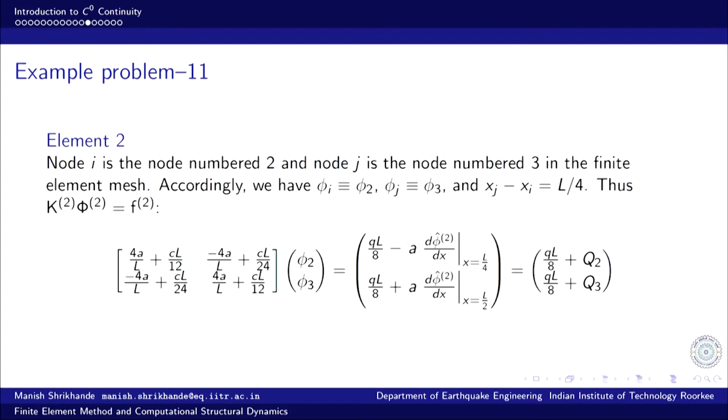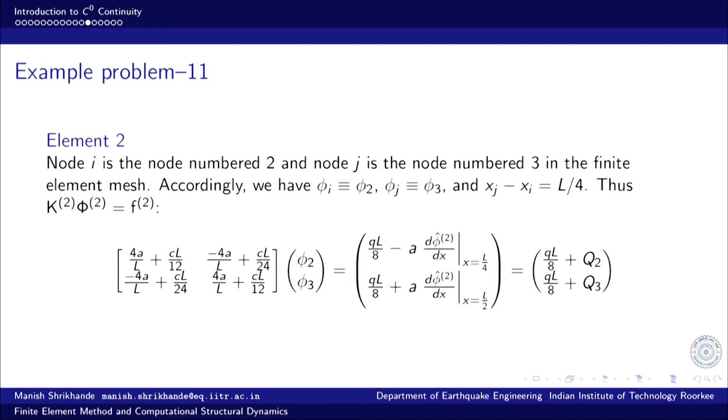So, phi I is the primary variable at node 2 and phi j is the primary variable at node 3, and the length of the element, x j minus x I, is the same, L by 4. We used a uniform mesh, and the equilibrium equations for element number 2 can be developed and arranged in a similar fashion by evaluating the integral, and we end up with this 2 by 2 system of equations, 2 unknowns. In this case the unknowns are phi 2 and phi 3.